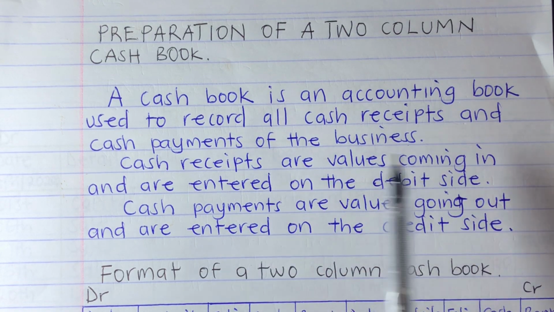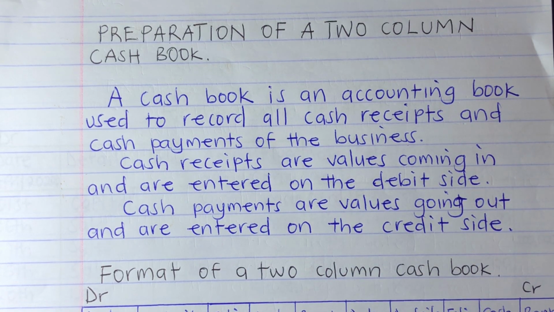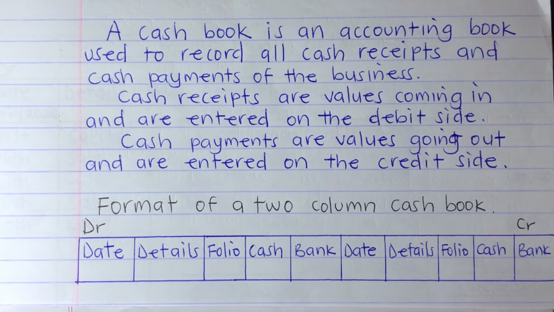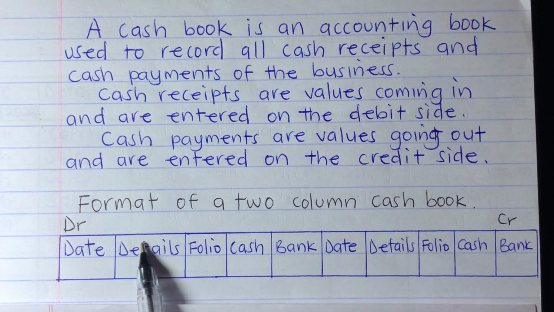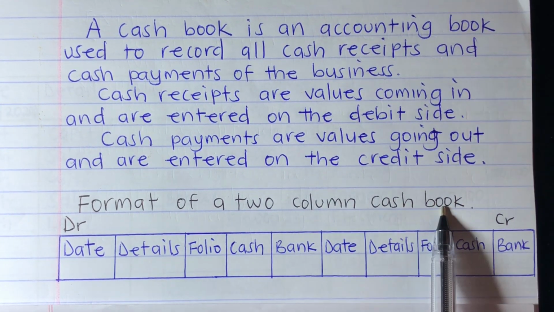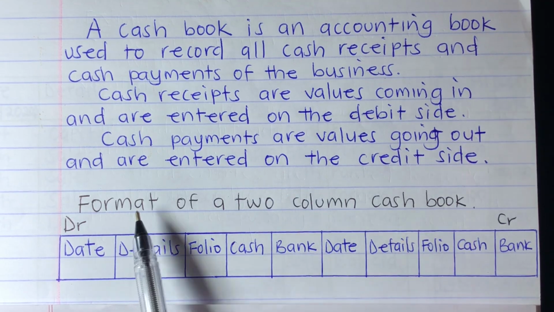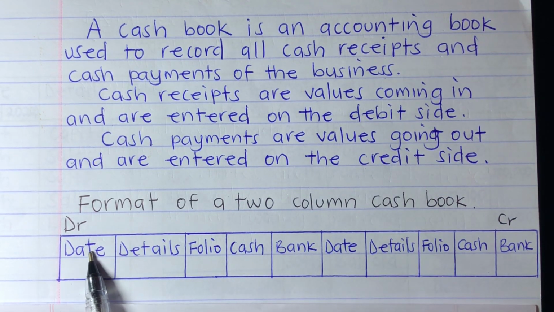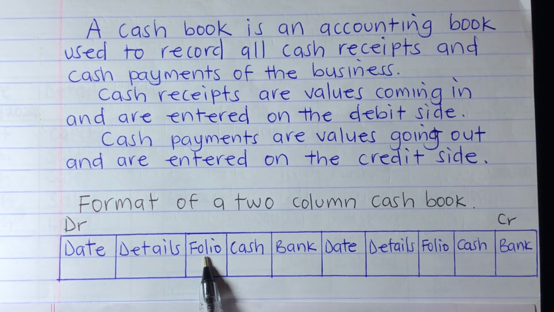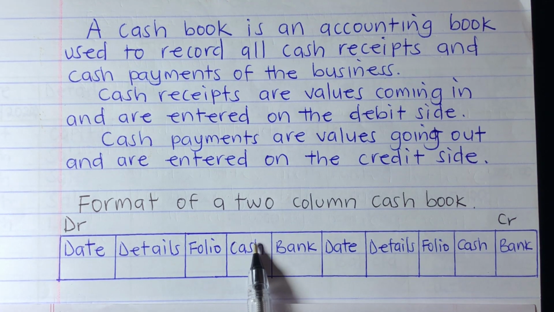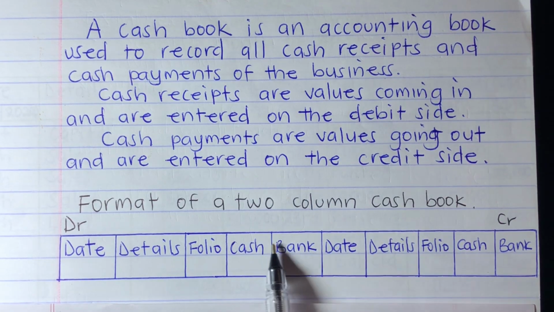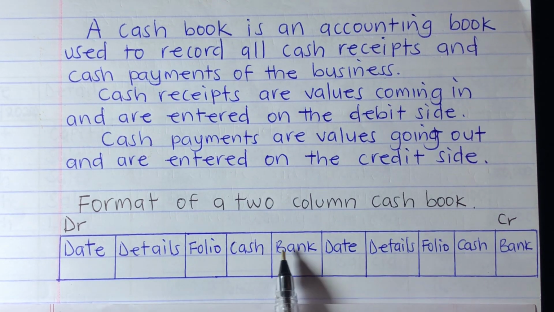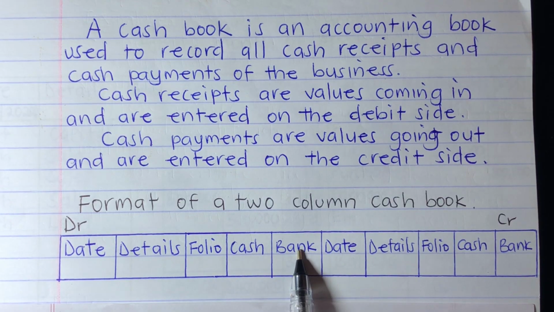Now, the difference between a two-column cash book and a single column cash book is on the amount section. I'm going to share with you the format. This is the format of a two-column cash book. Remember that in the single column cash book, on the debit side, we had only date, details, the folio, and here we had amount. But in a two-column cash book, the amount section is divided into two columns: the cash column and the bank column.